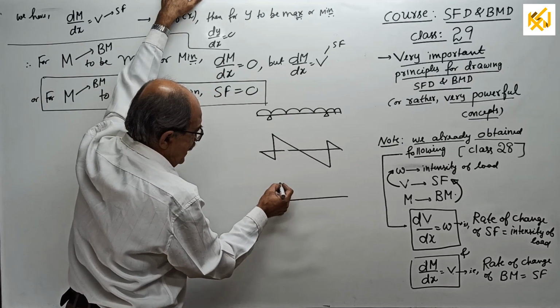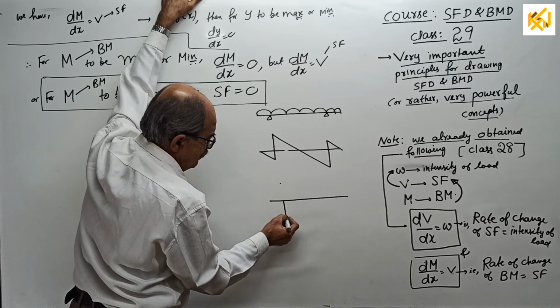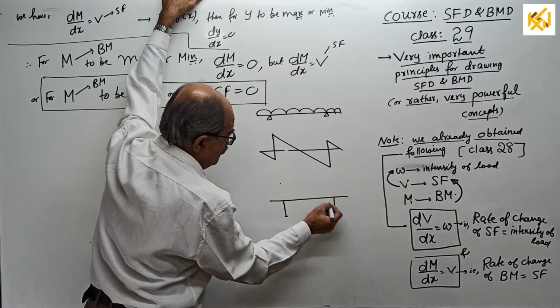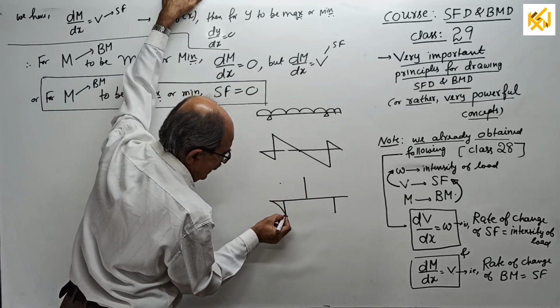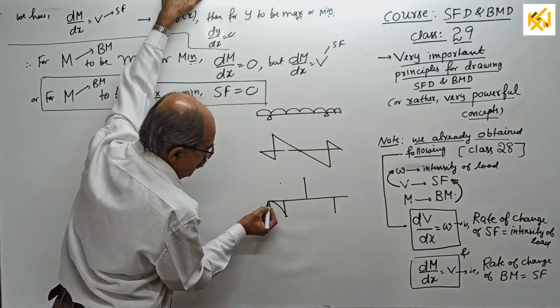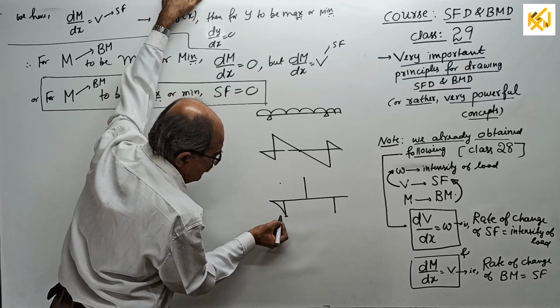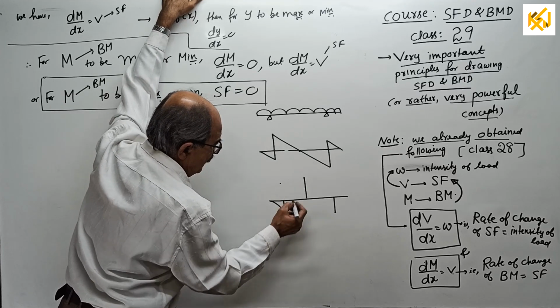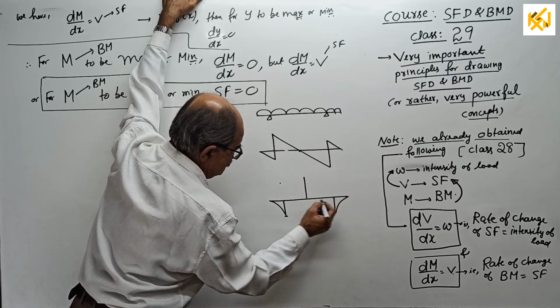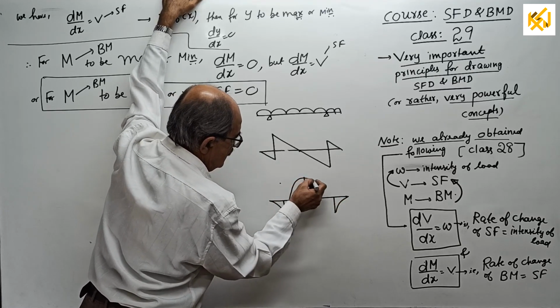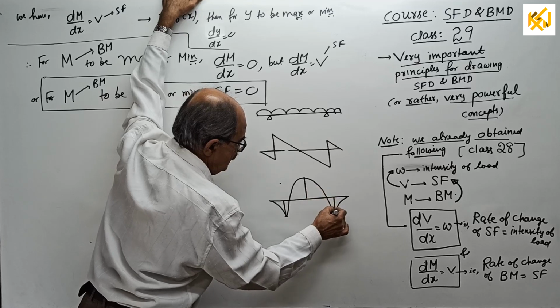See, you will have BM here: negative will come, here also negative will come, and here some positive value will come. See, the BMD will come this way. I will tell you later why the curve is this way and not that way. That all I will explain later. This is the bending moment diagram.